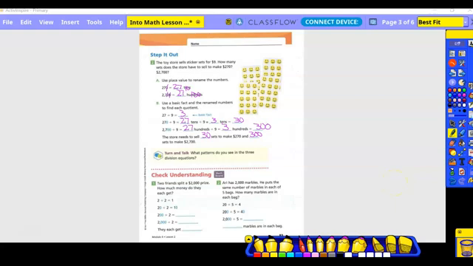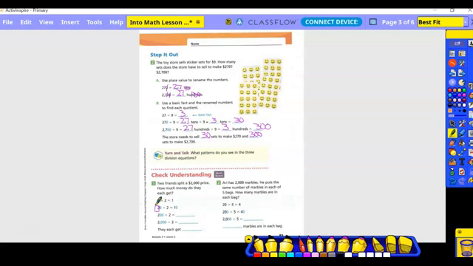Check understanding number 1. 2 friends split a $2,000 prize. How much money do each get? Okay, so they broke it down into each step for us into units of 10. So they said 2 divided by 2 is what? 1. So they said we're going to put the 2 in a box.